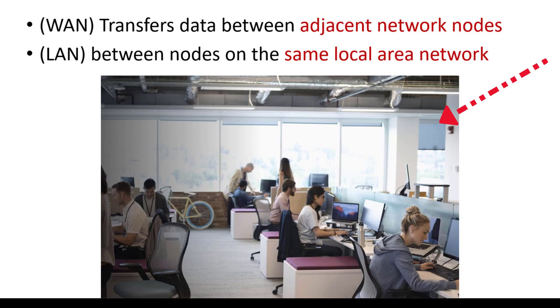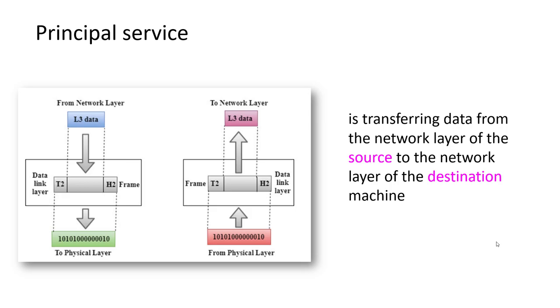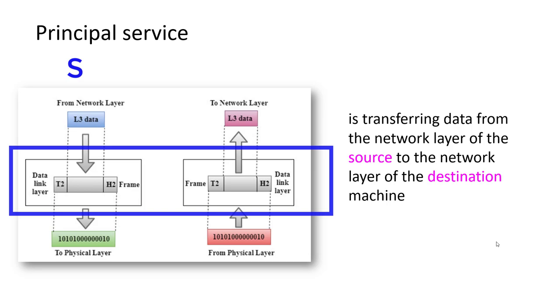As we dig into Layer 2, you're going to hear the words principal service. As we look at the various layers and what they're responsible for, you're going to see me use the words principal service. At Layer 2, the principal service is to transfer data from the network layer of the source to the network layer of the destination. That's the principal service of Layer 2.